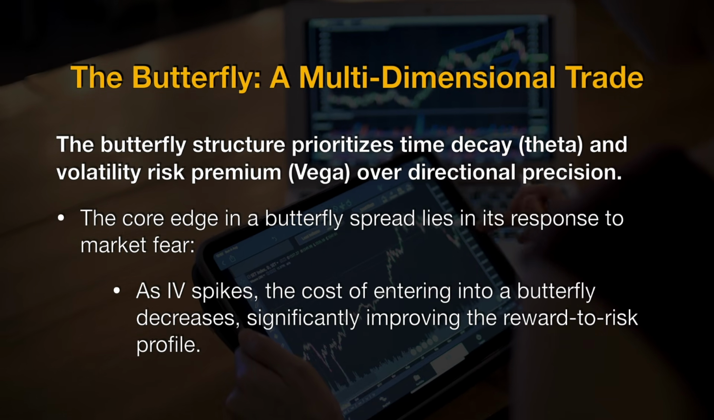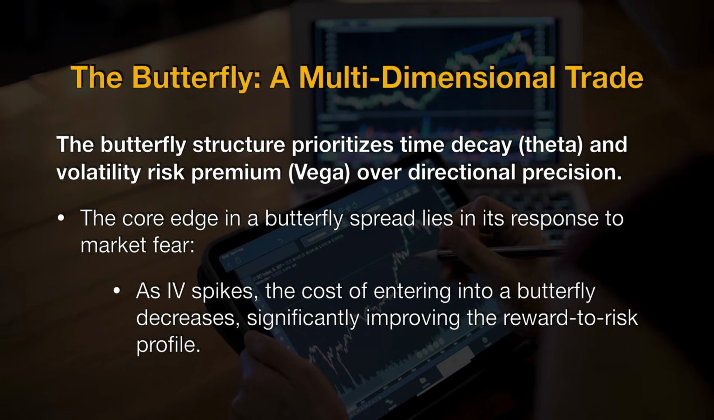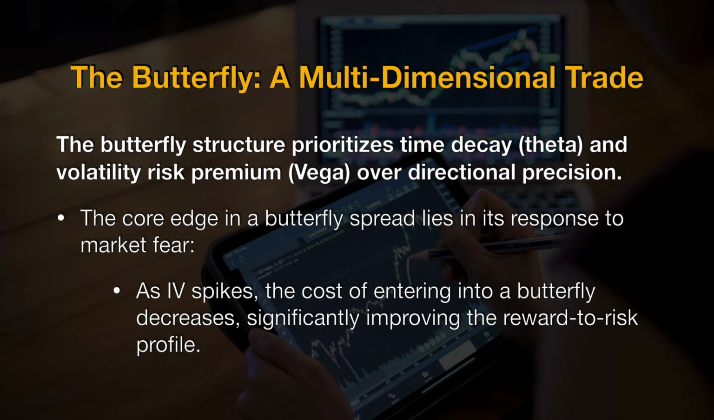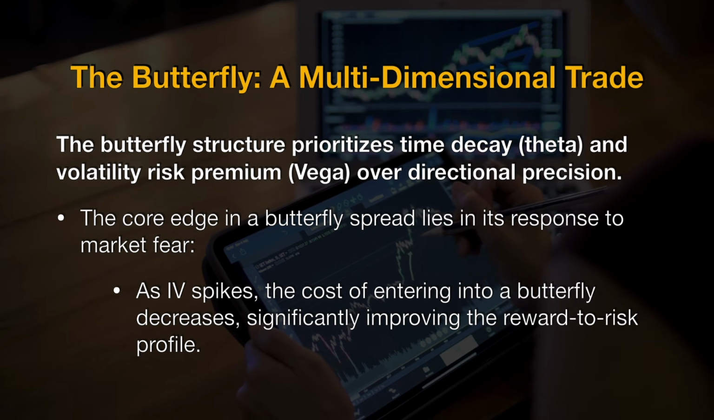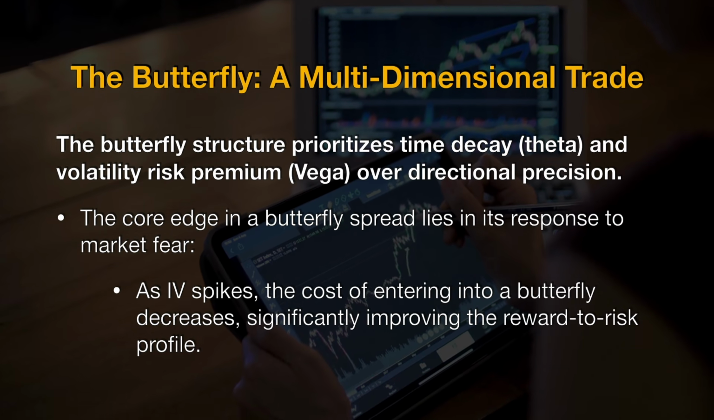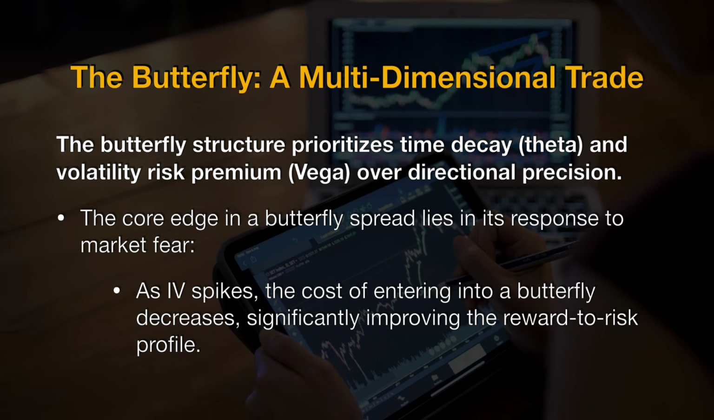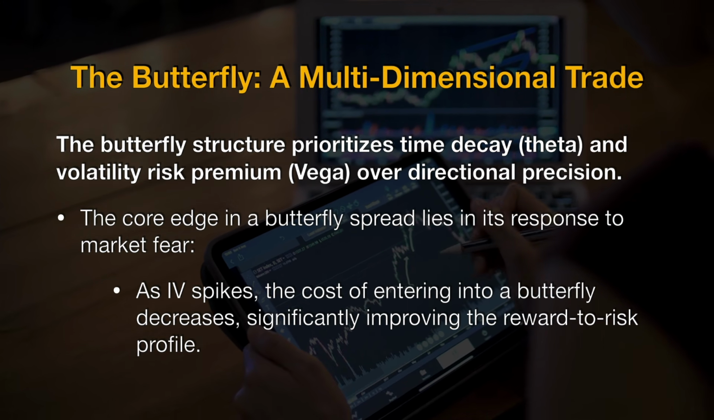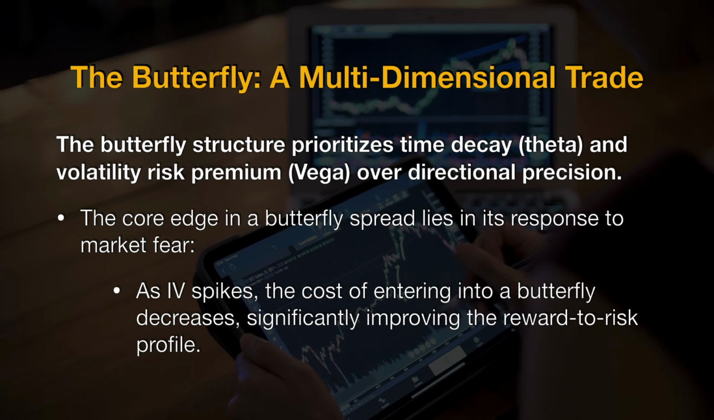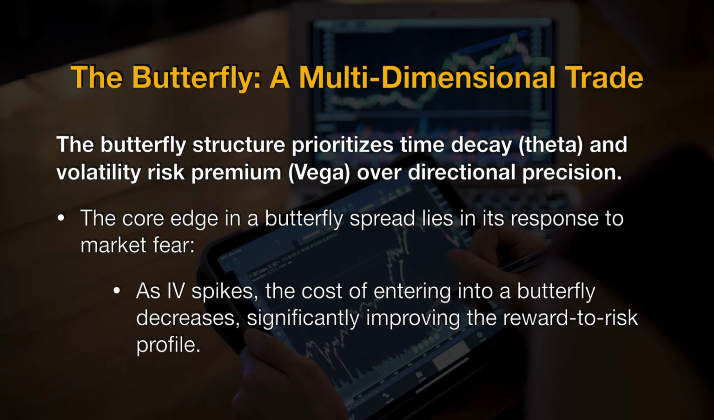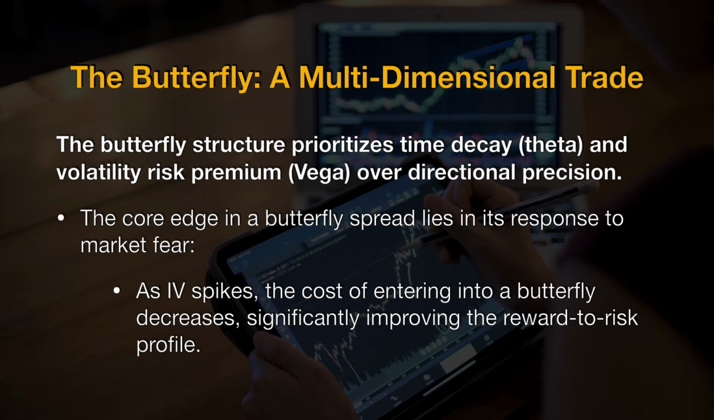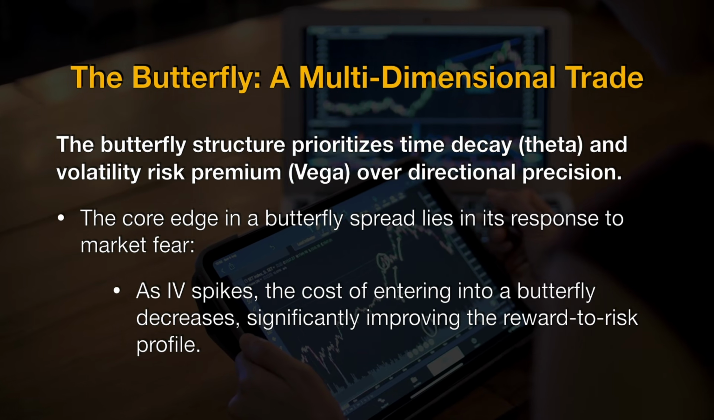So the butterfly structure prioritizes time decay or theta and volatility risk premium or Vega over directional precision. And the core edge when trading butterfly spreads lies in its response to market fear. As implied volatility spikes, the cost of entering into these butterfly spreads decreases, and that significantly improves the reward to risk profile for these trades.